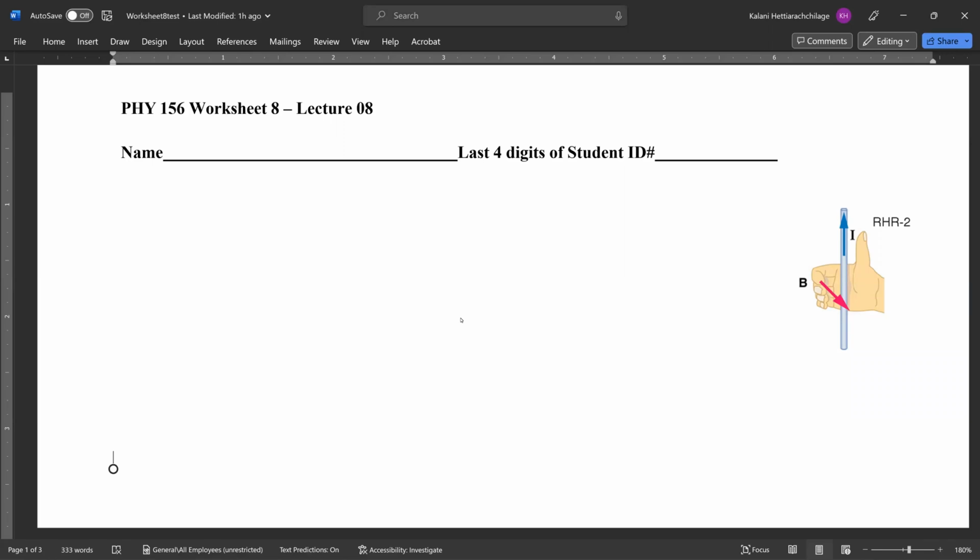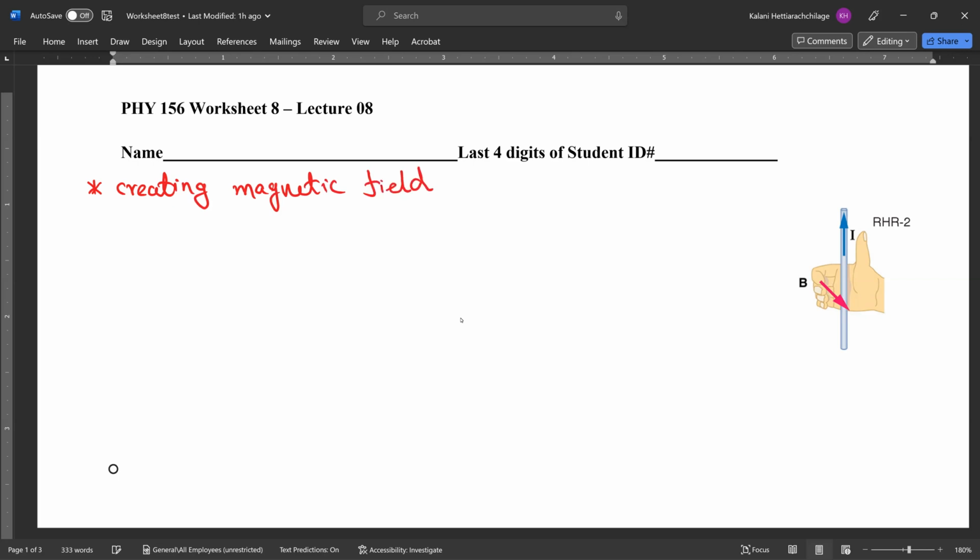Okay, let's move to worksheet number 8 from lecture number 8. In lecture number 7, we discussed a particle moving inside the magnetic field, or a current carrying wire inside the magnetic field. It will get a force, that is the magnetic force, and we know how to calculate that, right? Now in lecture 8, we're going to talk about how to create the magnetic field. Creating the magnetic field is the part that we're going to cover.